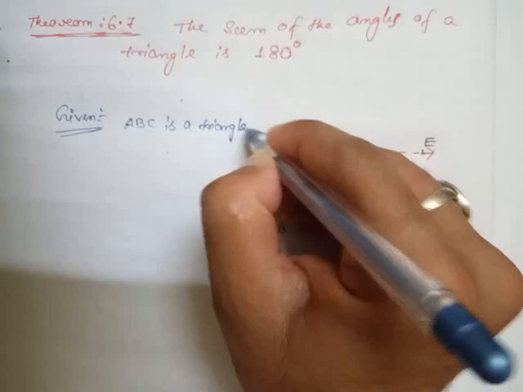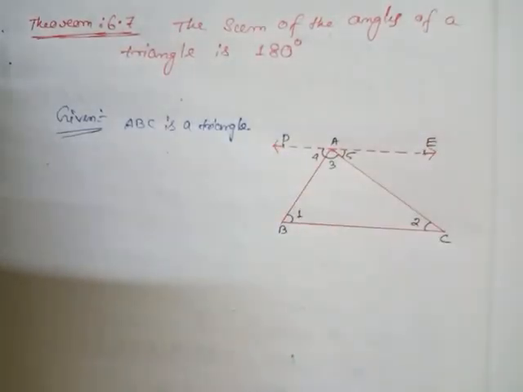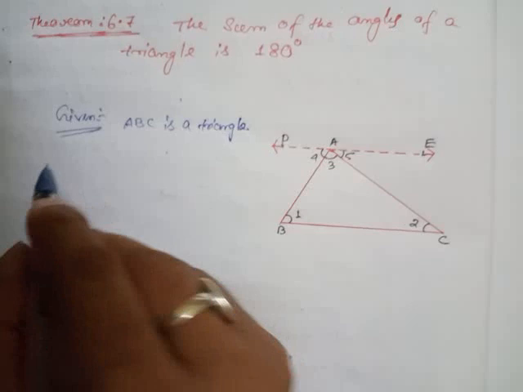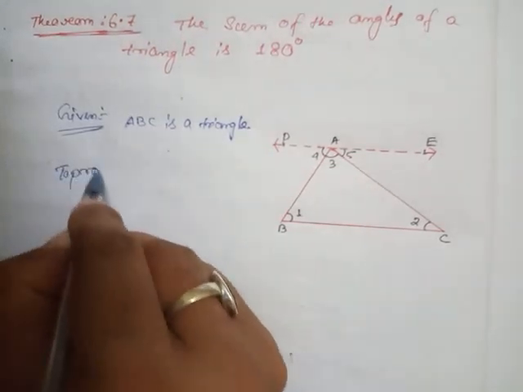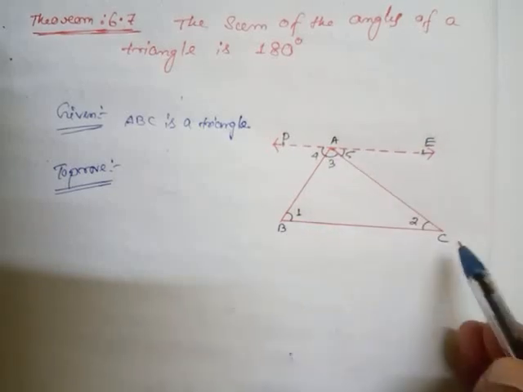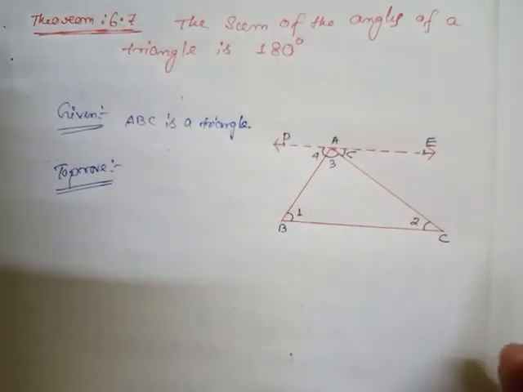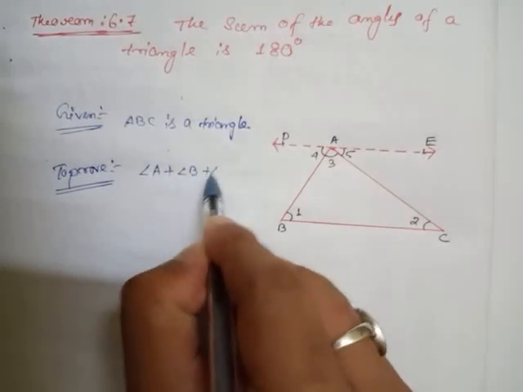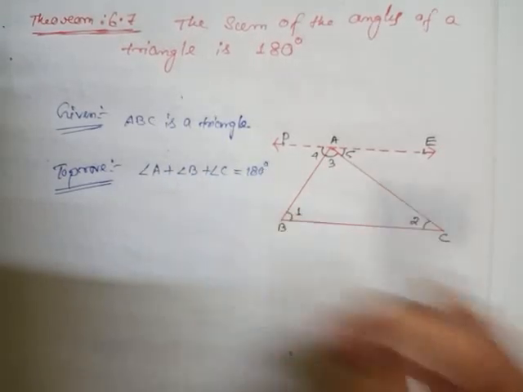Students, we know that in a theorem there are four different parts. The first one is the given part, the next one is to prove, the third one is construction, and the fourth one is the proof portion. So here I have written the given portion. Now what is to prove here? To prove: angle A plus angle B plus angle C equal to 180 degrees.